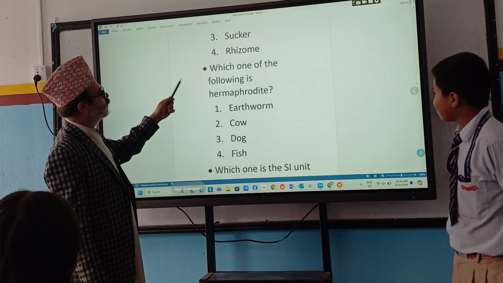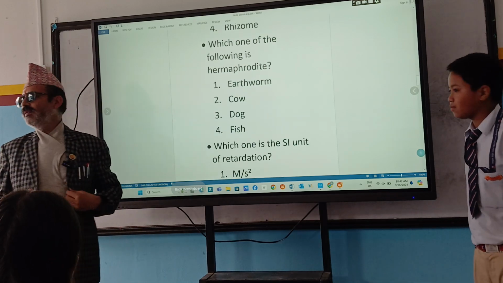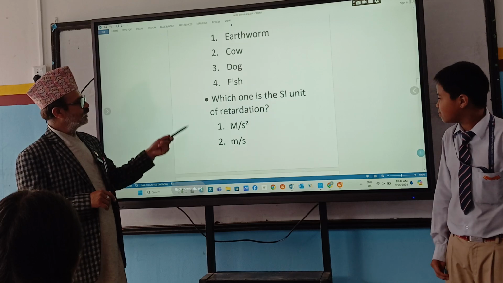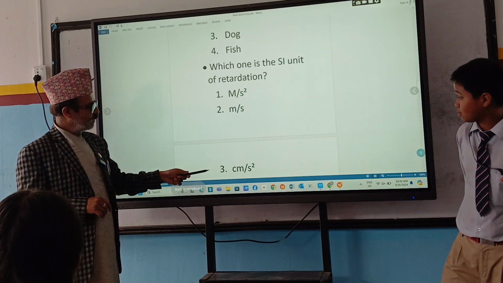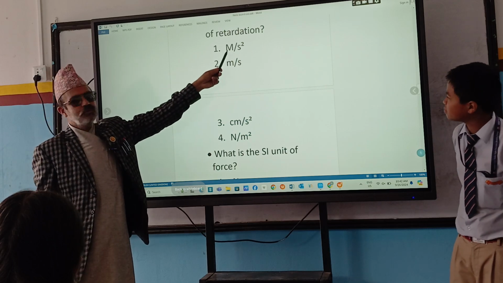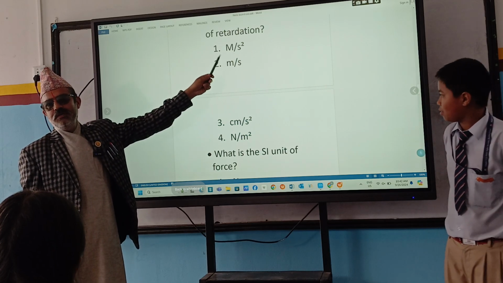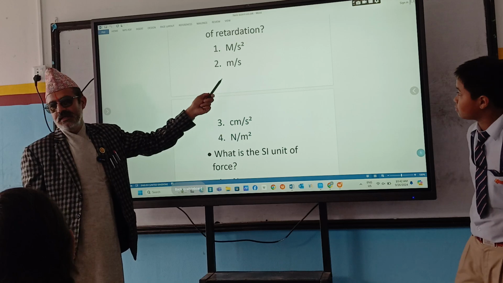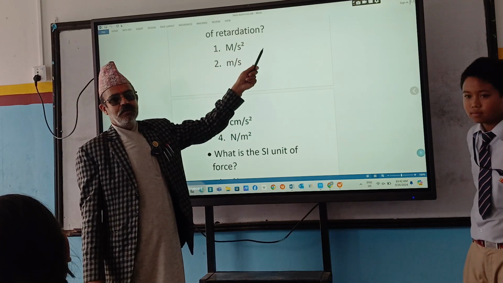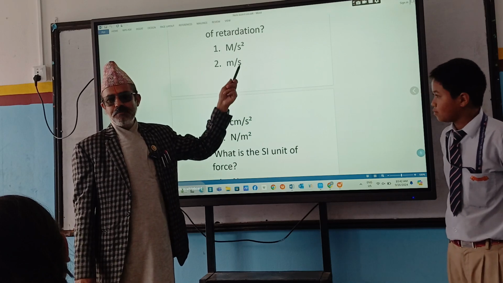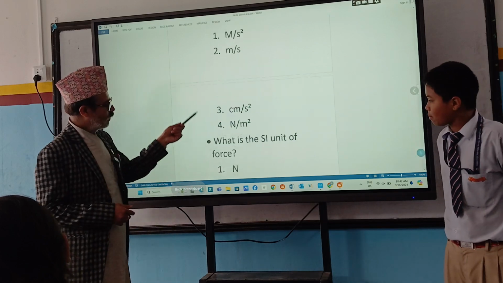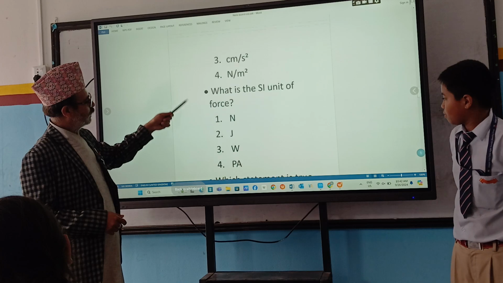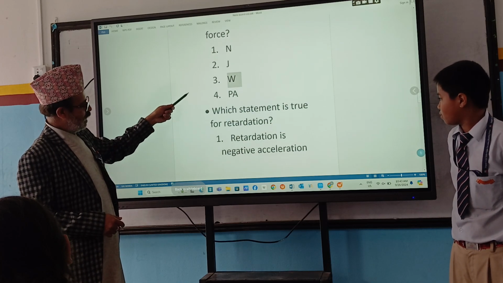Which one of the following is hermaphrodite? Hermaphrodite means there is presence of both male gamete and female gamete. Which one is the SI unit of retardation? Meter per second square. So this capital M should not be there. There must be small m. If you write capital M, that's wrong. To make you confused, it can be given like that. Small m by s square is right. What is the SI unit of force? Newton. Then, which statement is true about retardation?